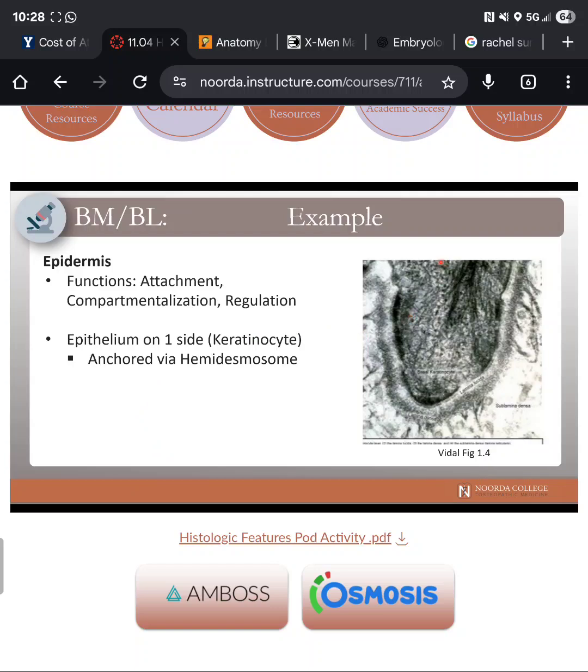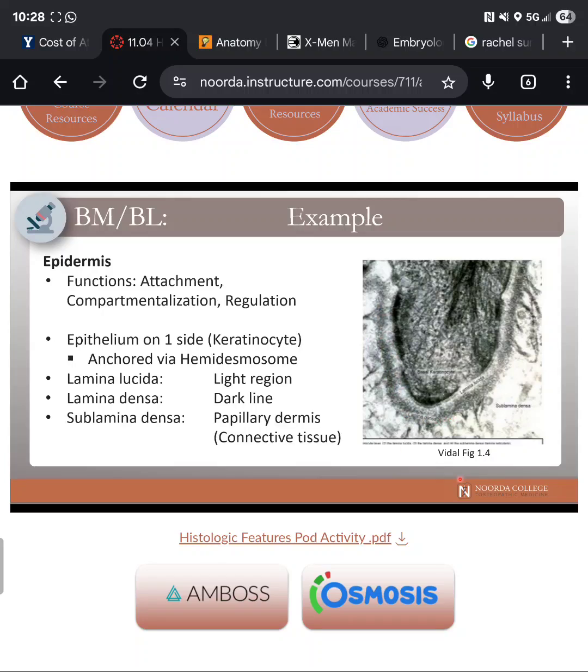Now here you can see the keratinocyte is on one side. It's anchored to the basal lamina here via the hemidesmosomes, which are these dark linear structures over here. Now, the lamina lucida is this light-colored linear area right here, and then underneath you have your lamina densa, which is your darker staining region right there. Now, keep in mind that underneath the lamina densa is what we call the sublamina densa, which is basically your underlying papillary dermis, aka connective tissue.